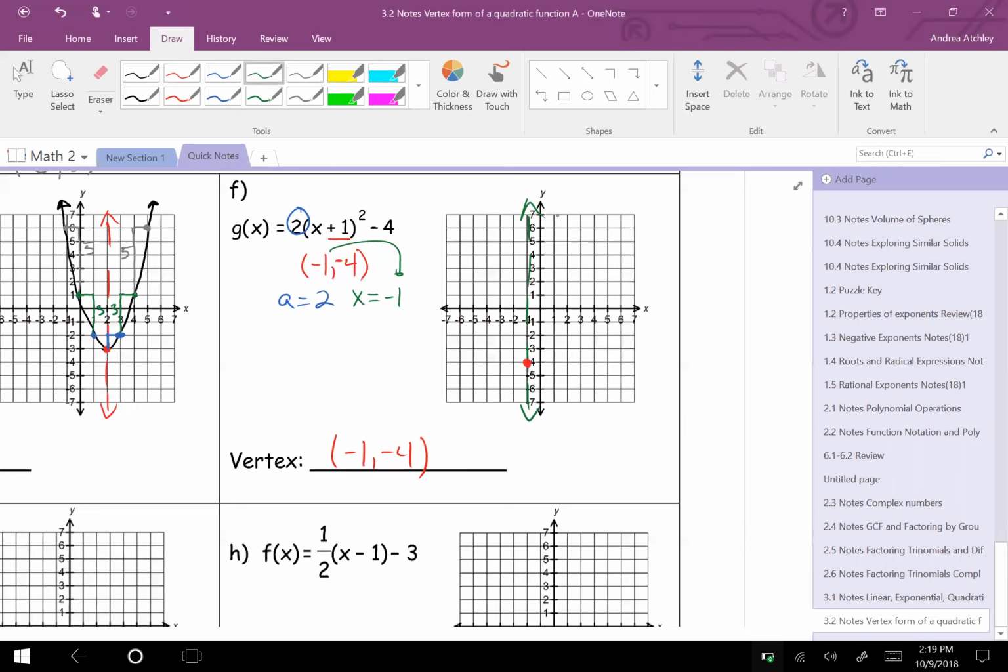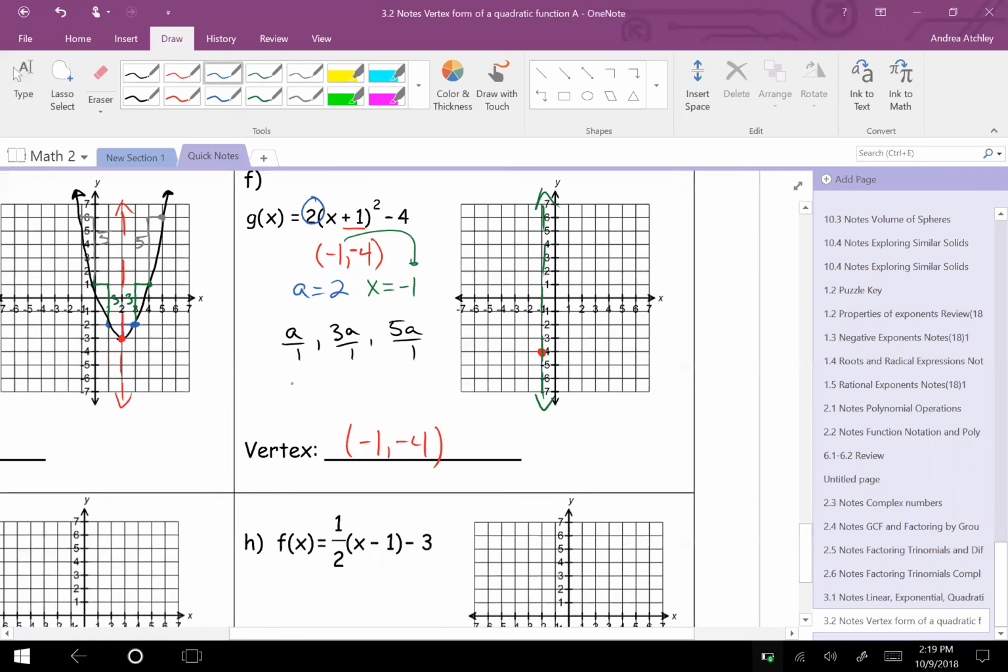Then I do my pattern rate of change. Class, what's the pattern? 1, 3, 5. Okay? So it's a over 1, then 3a over 1, then 5a over 1. In this case, my a is 2. So from this point, I'm going to move up 2 and over 1. I'm going to do the same thing on the other side of the axis of symmetry, up 2 and to the left 1.